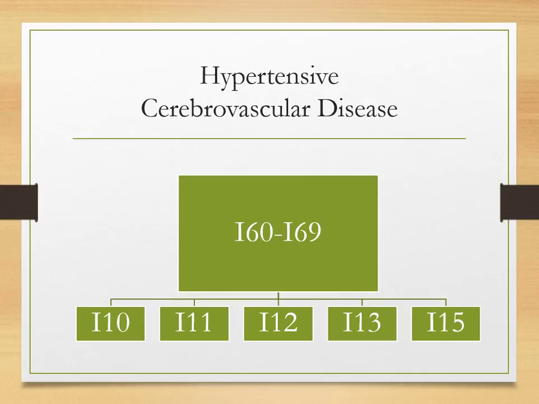Something just kind of as a sidebar. If you're not familiar with the codes in I60 through I69, I highly recommend that you take a look at them because they have some similarities and they have some differences. And if you know up front what those similarities and differences are, it will help you with more accurate code assignment, which is the name of the game, right?